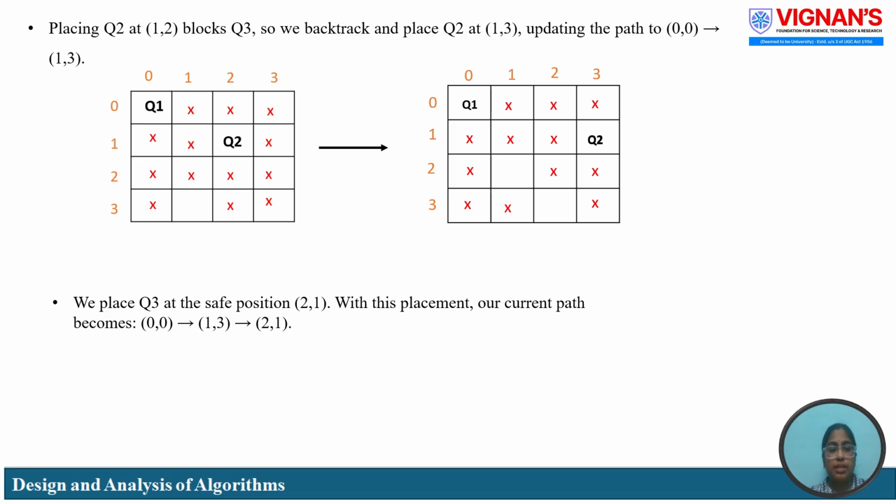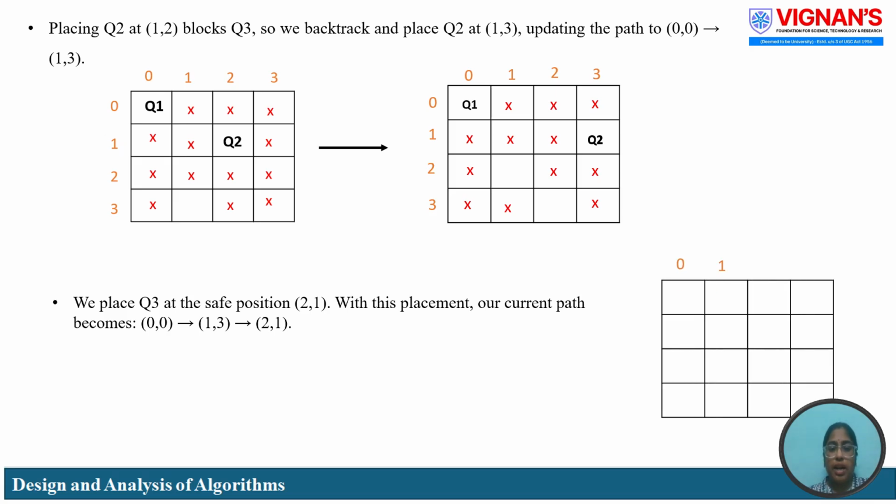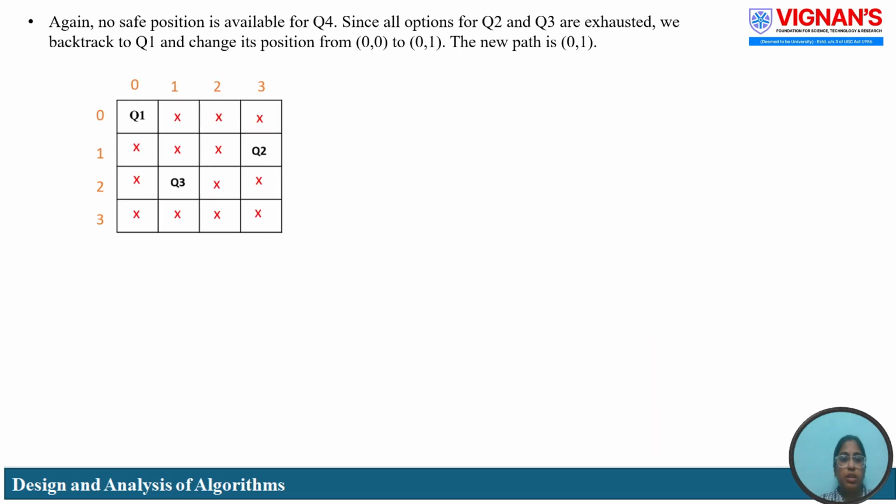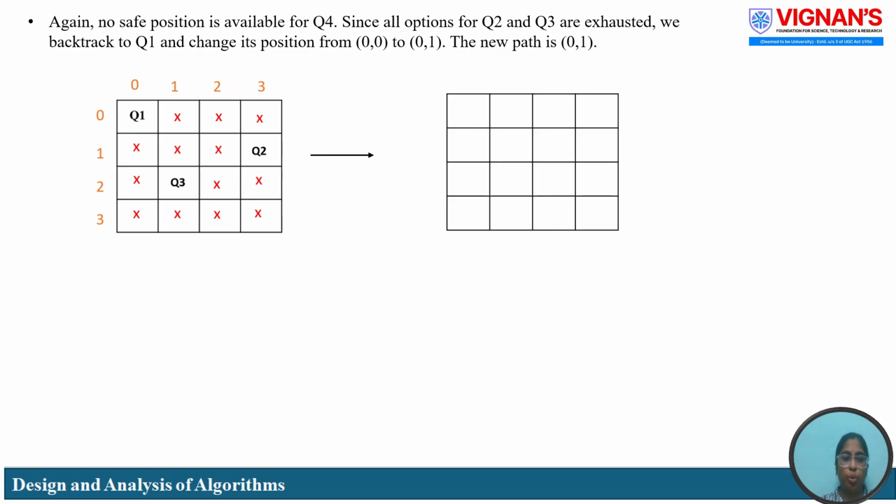Now we try to place queen 3. We have only one position to place queen 3. So let's place queen 3 at the only position, 2, 1, and block the unsafe positions. Now we try to place queen 4. So here we don't have a safe position to place queen 4 at row 3.